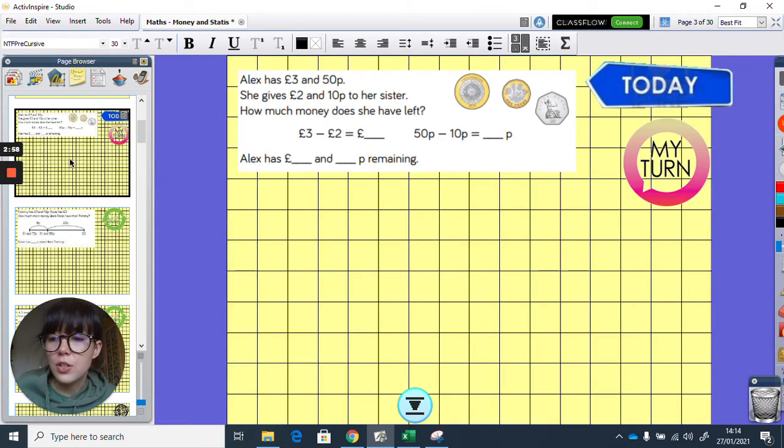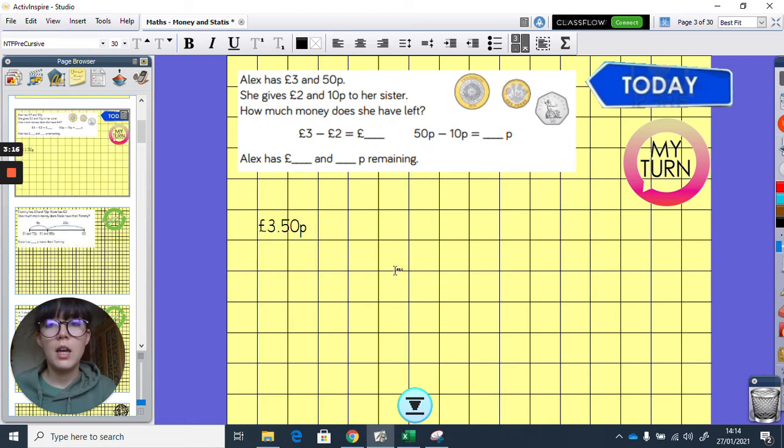So the first thing we're going to do is my turn. I'm going to show you what to do to answer this question. Alex has £3 and 50p. I'm going to quickly write that in to remind myself: £3 50p. And she gives £2 and 10p to her sister. So we're going to take away £2 and 10p. How much money does she have left? So the question is asking us to do £3.50 take away £2 and 10p.